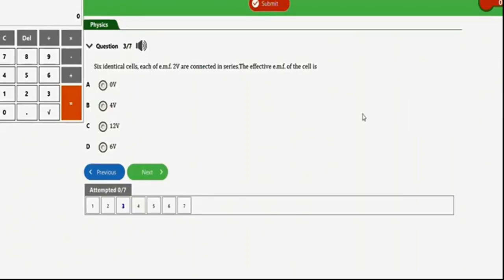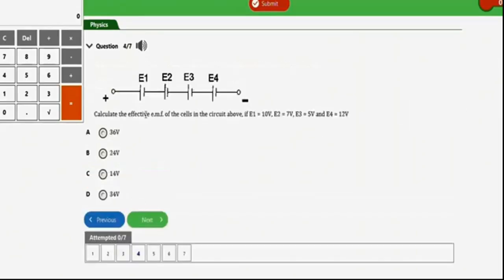The next repeated question says calculate the effective EMF for the cells in the circuit above. So this is also series connection. All you need to do is to add each of the EMF. So it will be 10V plus 7V plus 5V plus 12V. When you do this summation, you're going to have 34V. The correct option in this question is option D, which is 34V.